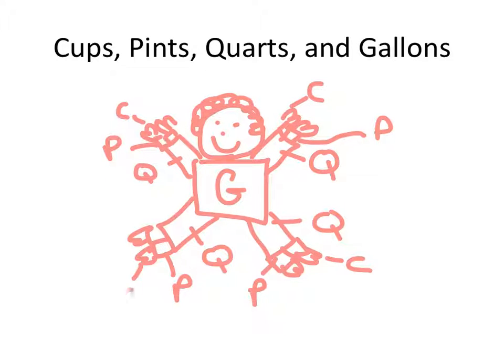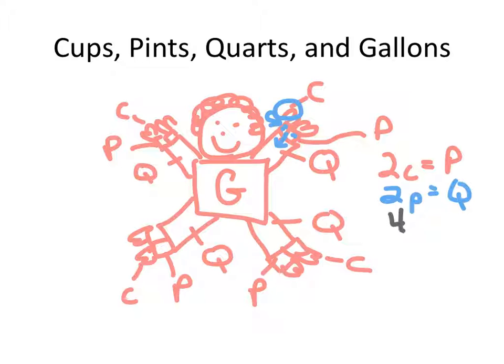Now, what I like about this is that students can connect and relate one to the other. For example, there are 2 cups in a pint. They can see that. There are 2 pints in a quart. Here are my 2 pints connected to the quart. There are 4 quarts in the gallon. 4 quarts connected to the gallon.